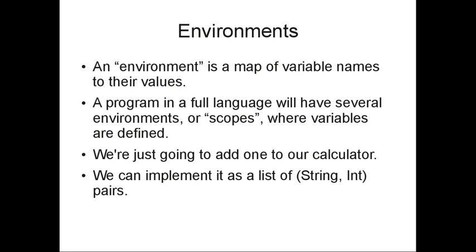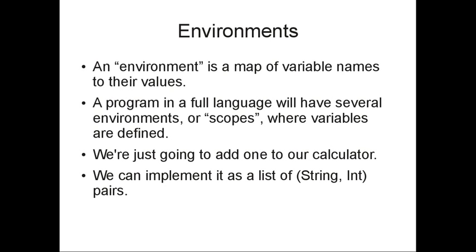Like I said, an environment is a mapping of variable names to their values. In all the programming languages that we're going to be working with in this class, and in most programming languages elsewhere, variables normally live in a whole bunch of environments, which are sometimes referred to as scopes. And you can actually have different variables of the same name in different environments. But for our calculator right now, we're just going to go ahead and add one environment.